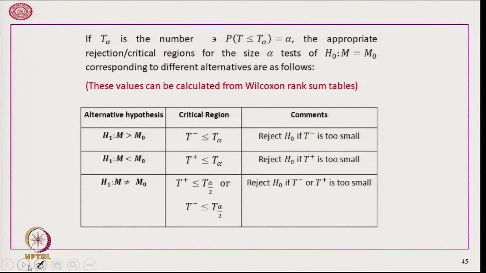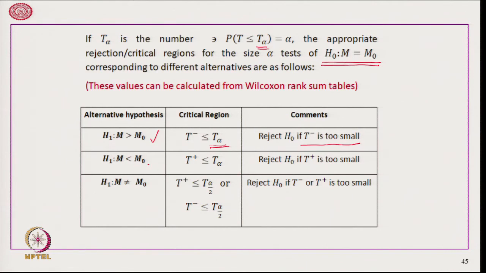So, we will have a very similar type of testing procedure. Let T alpha be the critical point corresponding to alpha, and we are testing H naught: m is equal to m naught. If the alternative is H 1: m is greater than m naught, then we will reject the null hypothesis if T minus is too small, that is, T minus is less than the critical value T alpha, where alpha can be say 5% or 10% or 1% depending upon how you are going to test.